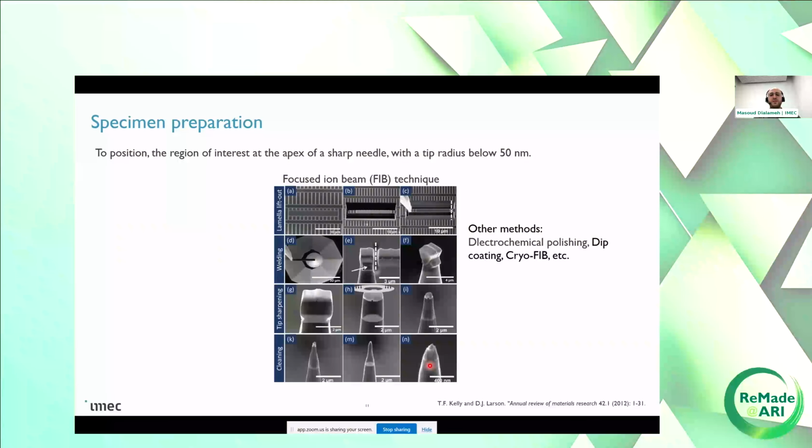So sometimes people deposit a capping layer on top of the specimen for, let's say, battery application and so on. But those are, let's say, some specialities. Let's stick to the basics here. So focused ion beam is the widely used technique for sample preparation.